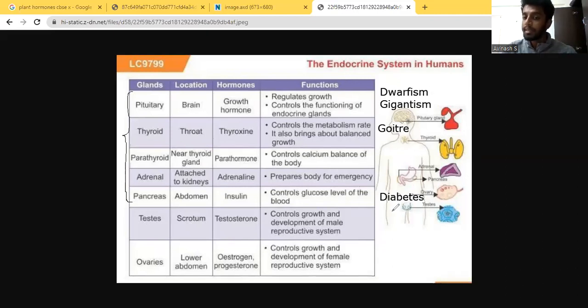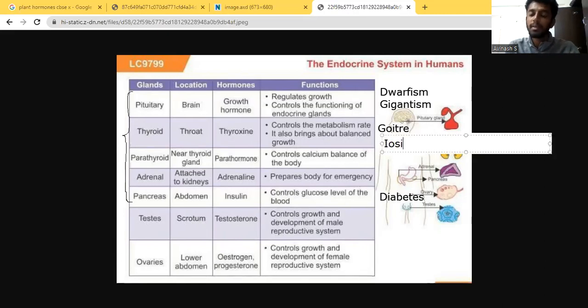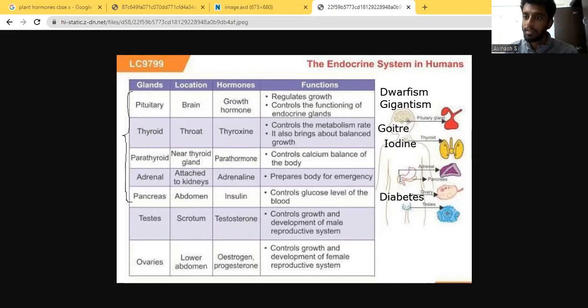For example, diabetes is treated by giving insulin injections from outside. Goiter can be cured a little with the help of iodine. That has been found, and that is why we are advised to take iodized salt, which means salt that has iodine in it. So when we consume salt which has iodine, it helps to prevent goiter and to regulate the amount of thyroxine present in the thyroid gland.